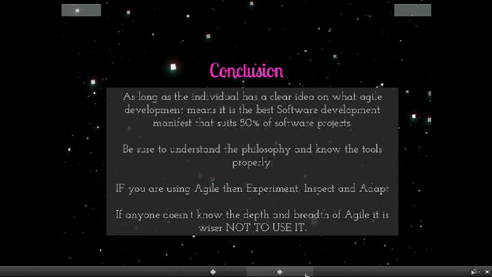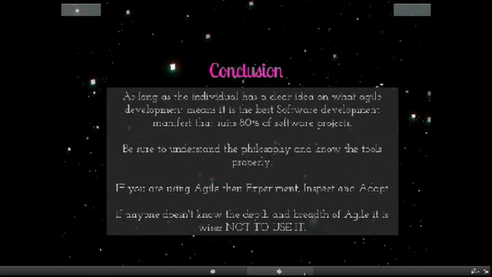So the conclusion is, as long as you have a clear idea of what agile development means, it is the best software development manifesto that suits 80% of software projects. Be sure that you understand the philosophy very well and that you know the tools properly. If you are using Agile, then experiment, inspect and adapt. If you don't know what Agile is and what the breadth and depth of it is, please don't use it.